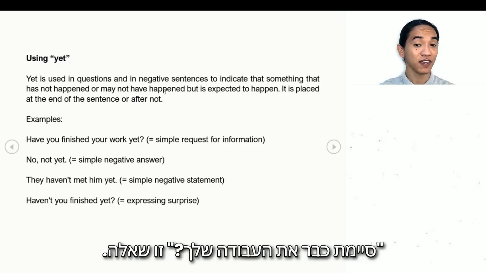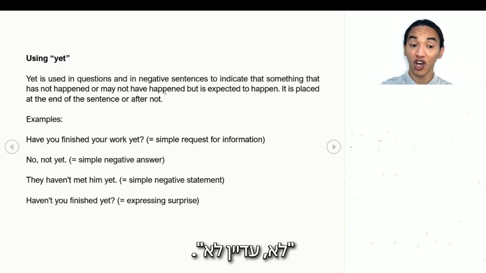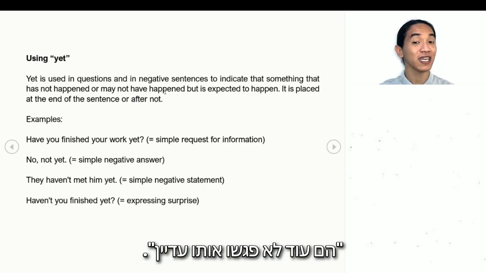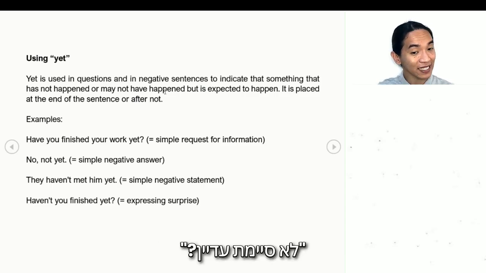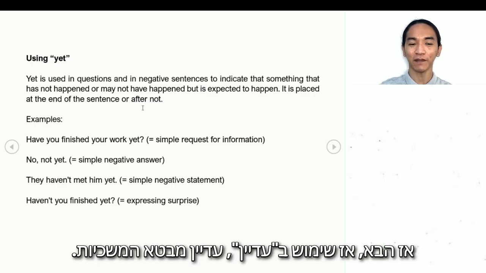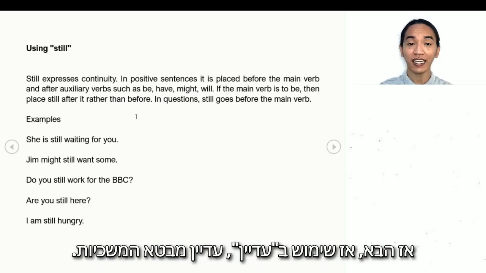Example: Have you finished your work yet? This is a question, so put it at the end. No, not yet. So after "not". They haven't met him yet. Haven't you finished yet? Okay, and the meanings of the sentences are here. All right. So next, using "still".